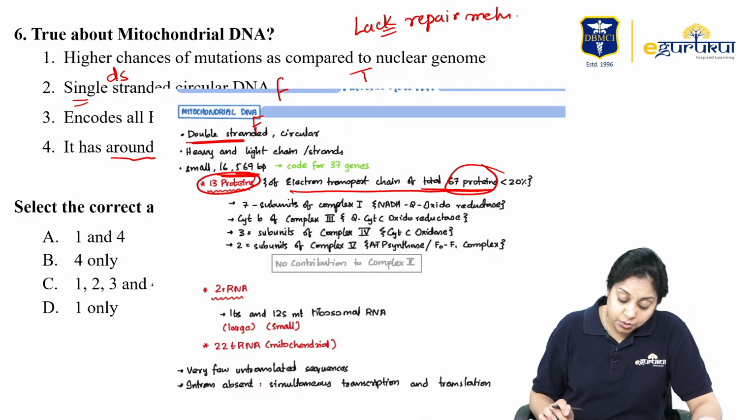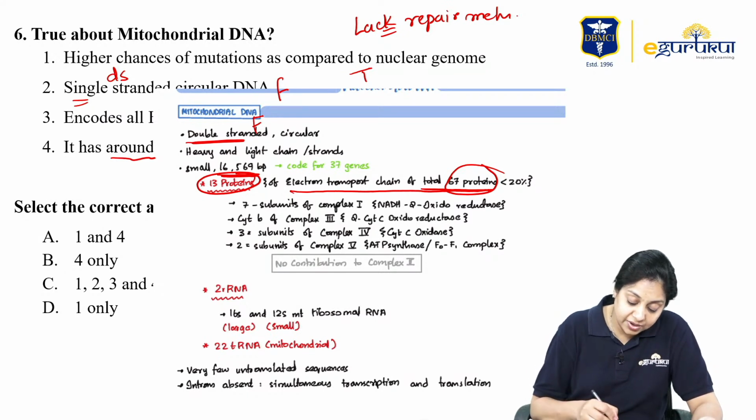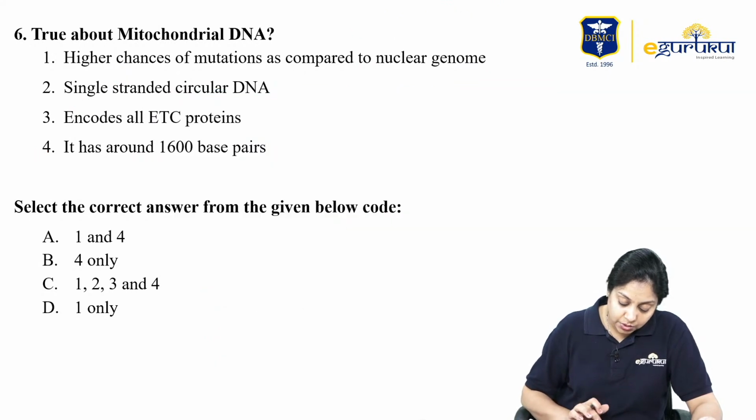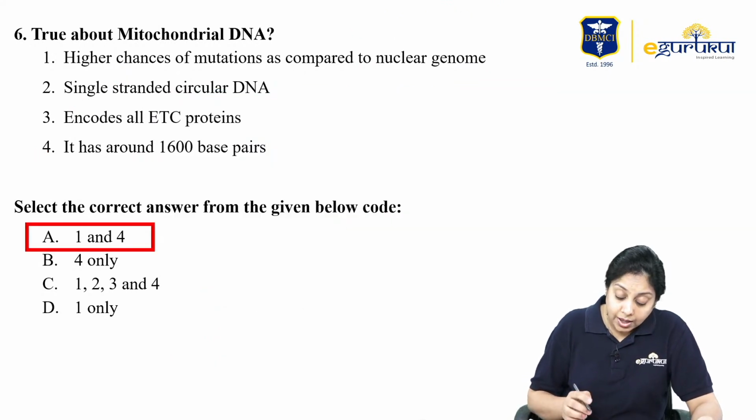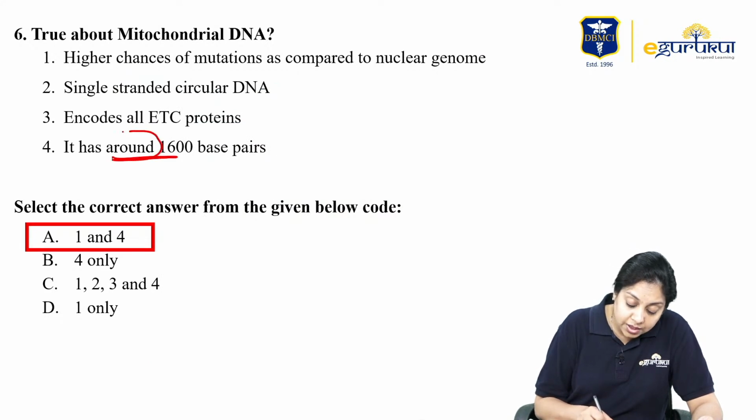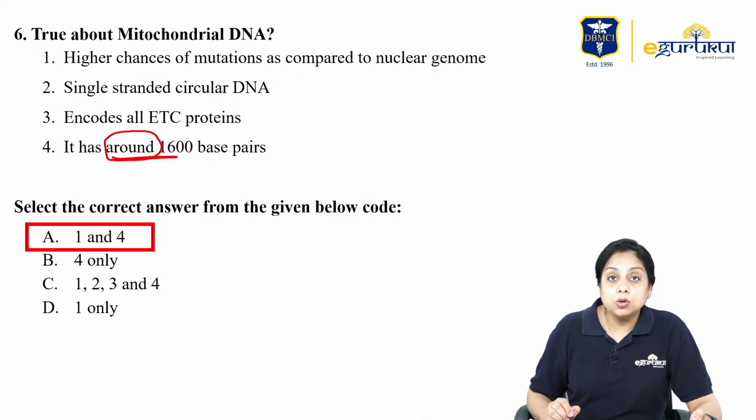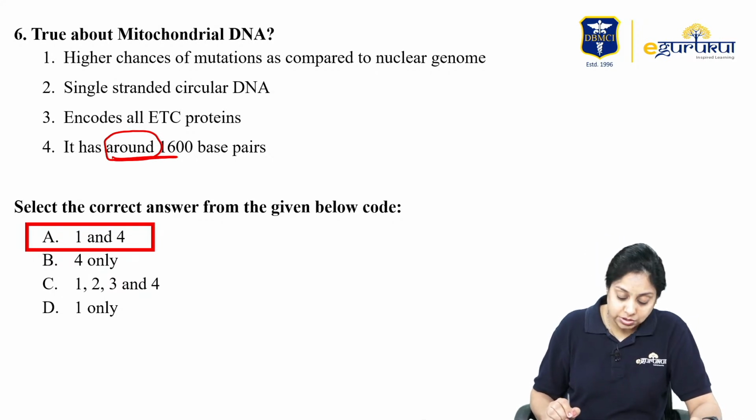So what is the choice? How many things do we have correct? We have first and 4 that are correct, right? So the answer is the first and 4. If they had not used the word "around", then this also would have been an incorrect choice. They are using approximately 1600. Okay.